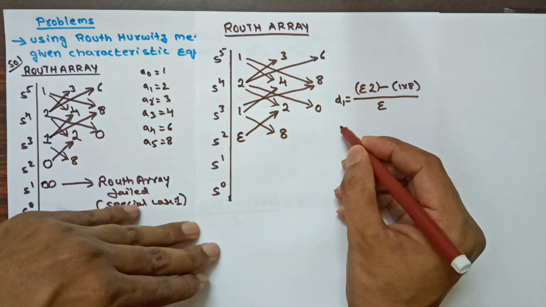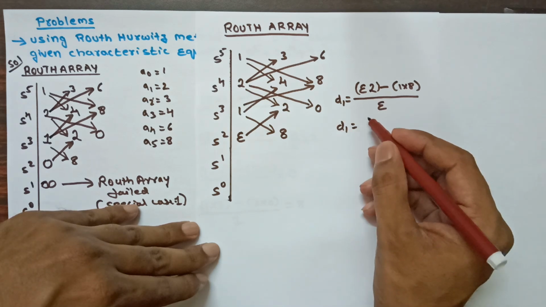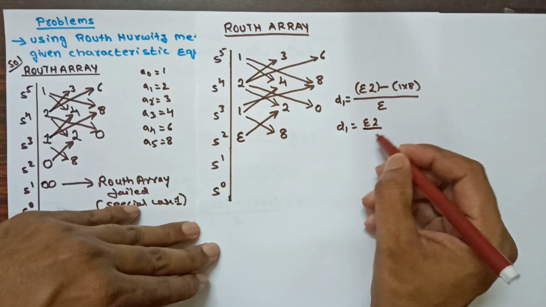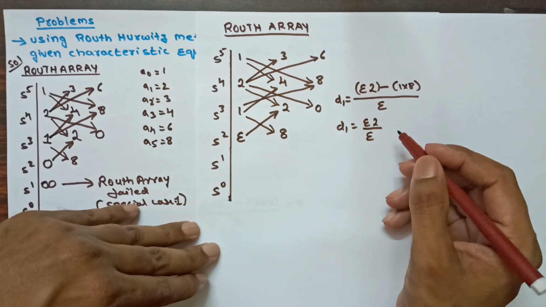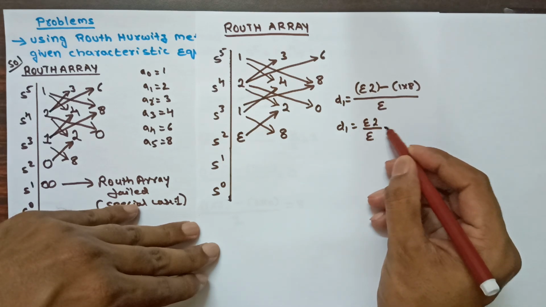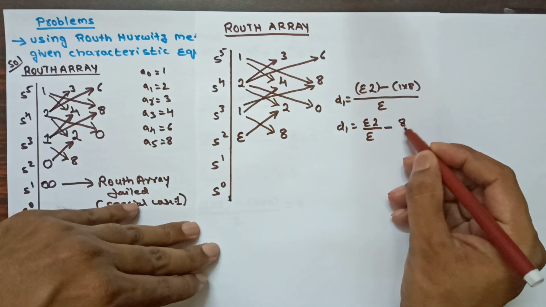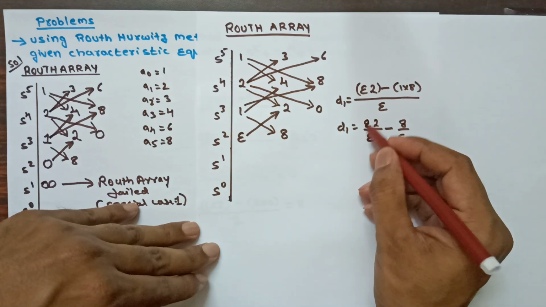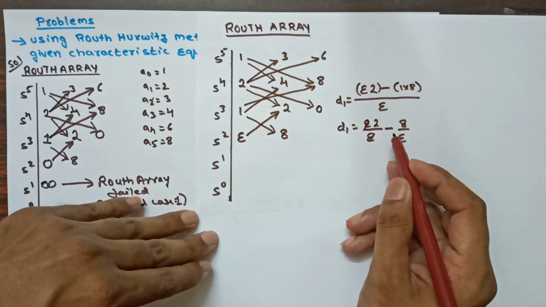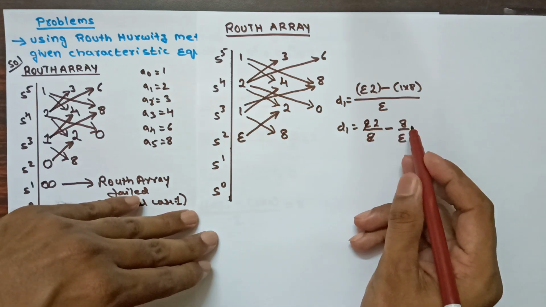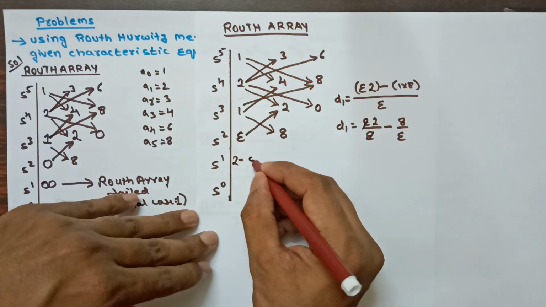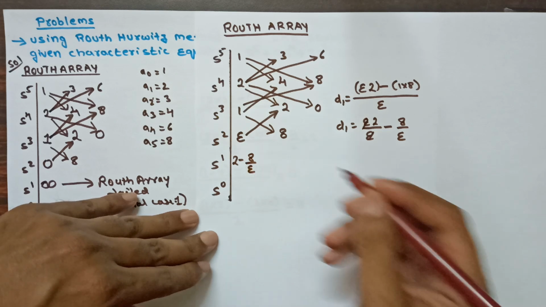Now further this d1 can be written as epsilon into 2 divided by epsilon minus 8 divided by epsilon. In this epsilon gets cancelled. I'll be getting the d1 value. In this you can see 2 minus 8 by epsilon.